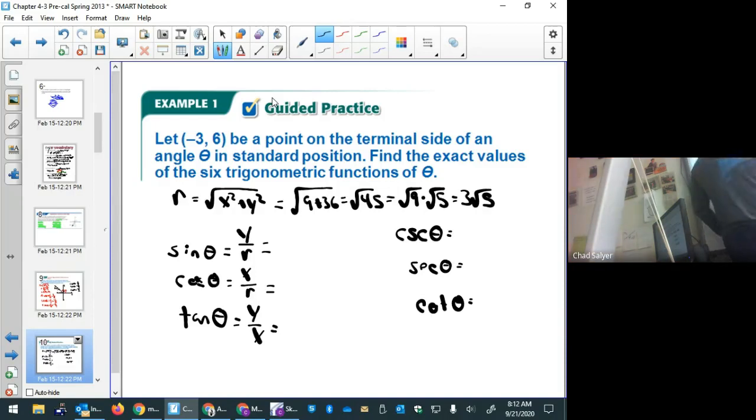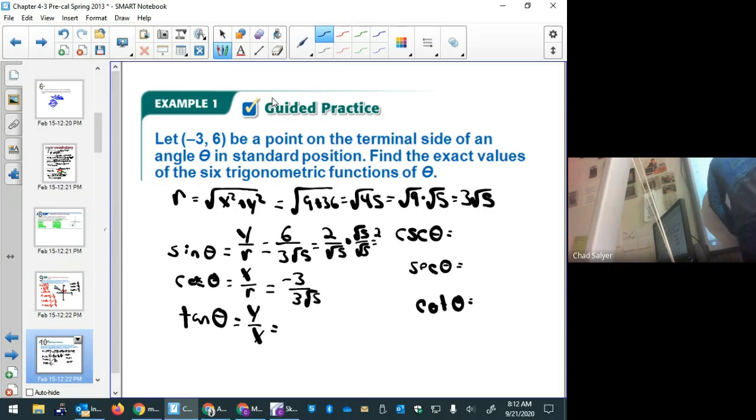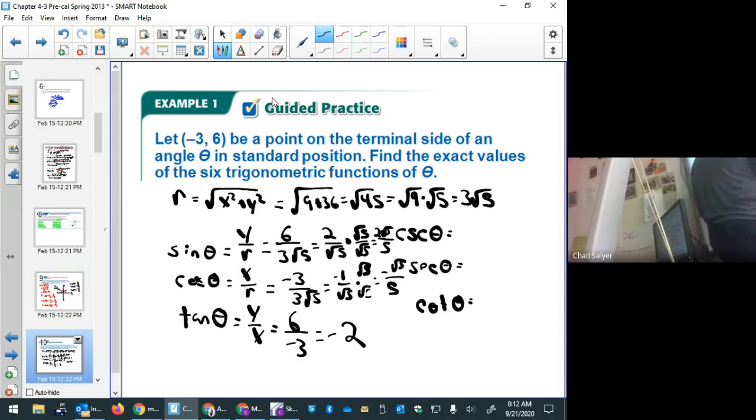All right, so that means sine is 6 over 3 root 5, which is 2 over radical 5 once fully reduced. The cosine is negative 3 over 3 root 5. And actually, I need to rationalize too. So sine is 2 root 5 over 5. And then down here, cosine is negative 1 over the square root of 5, which is negative radical 5 over 5. And for the tangent, it's y, which is 6, over negative 3, which is negative 2.